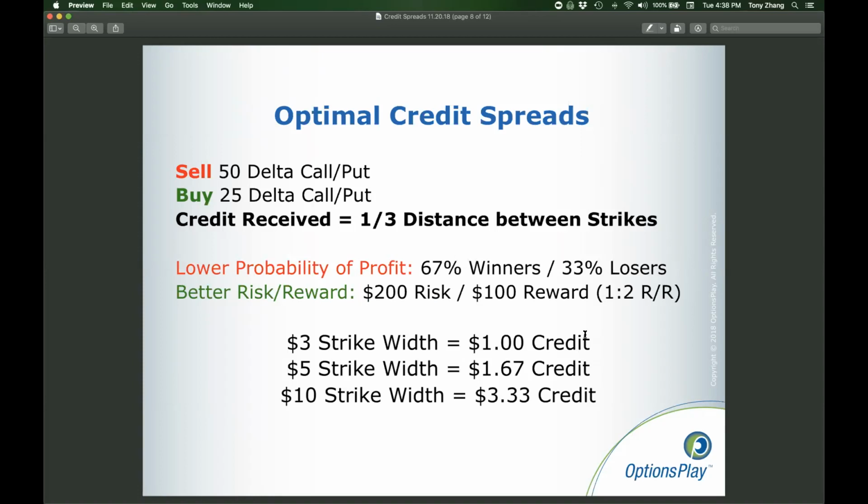Just as a point of reference, if you're selling a credit spread and the width is $3 wide, you want to try to collect roughly about $1. If you're collecting significantly less than $1, that means you're selling really far out of the money credit spreads, which means you have a very high probability of profit, which sounds really good, but it comes with a trade-off of really poor risk reward. And we see that over the long run, that strategy does not work out very well.